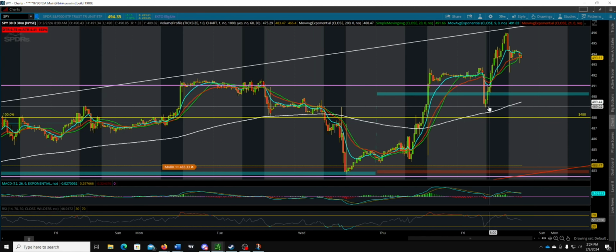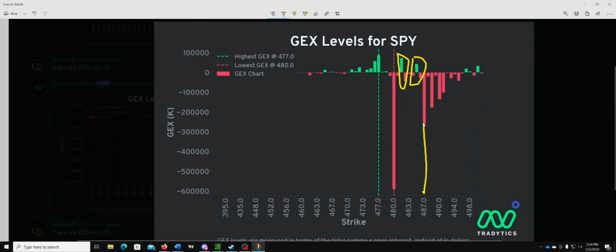Where did the price drop to? 489, right? Where's 489? 487, 489. That's 489 right there. Each bar is $1, right? On the SPY. Okay, so we have a combination of all this red below us.